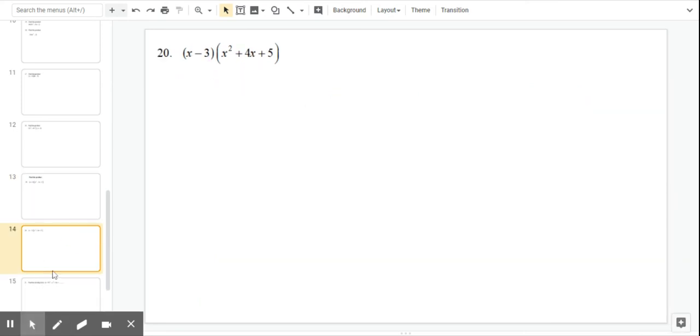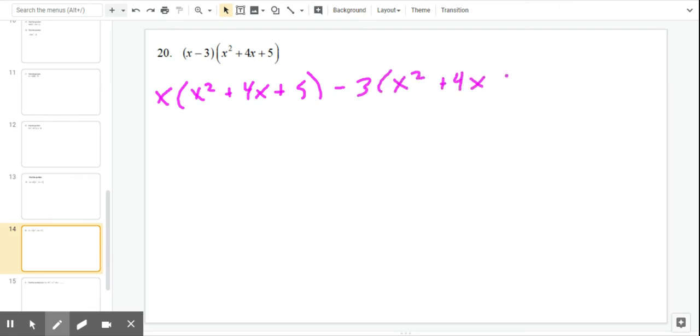All right, so here's 20. It's the same idea. So we're going to take this x, distribute it to this whole second set of parentheses, then take the negative 3 and distribute it to the whole second set of parentheses. So let's do that. So we have x distributed to that whole second polynomial. Then we have minus 3 distributed to that whole second polynomial.